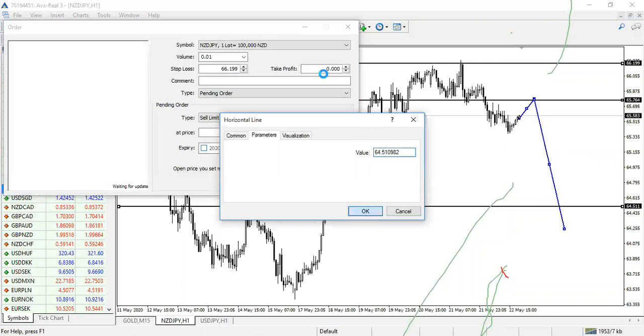And then obviously this here is your entry, this number. The stop loss is that number. The take profit is this number here. That's all, guys. Then you click place, then you have the order. When the price moves to this level, it's going to activate your sell, and then you're going to be in profit.